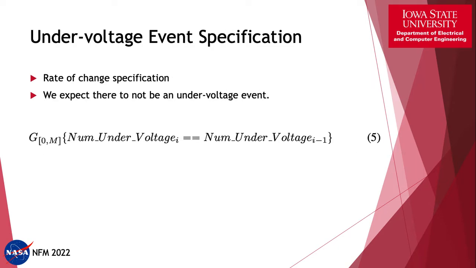When the EPS encounters an undervoltage event, it increments its undervoltage event counter. By comparing the current value to its previous value, we can observe whether an undervoltage event has occurred. We expect there to not be an undervoltage event while in flight. Therefore, this specification captures that requirement.